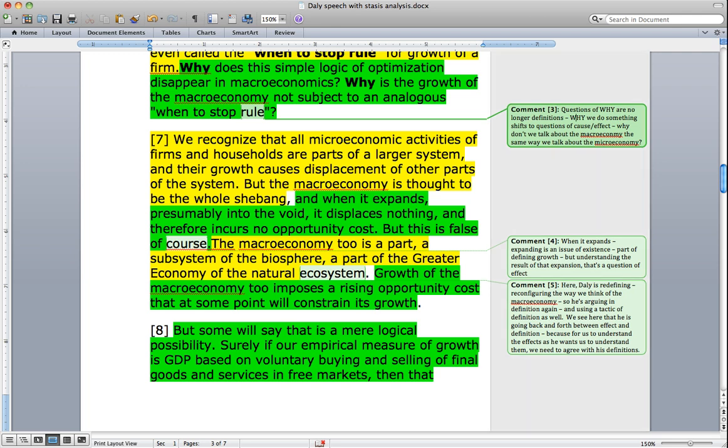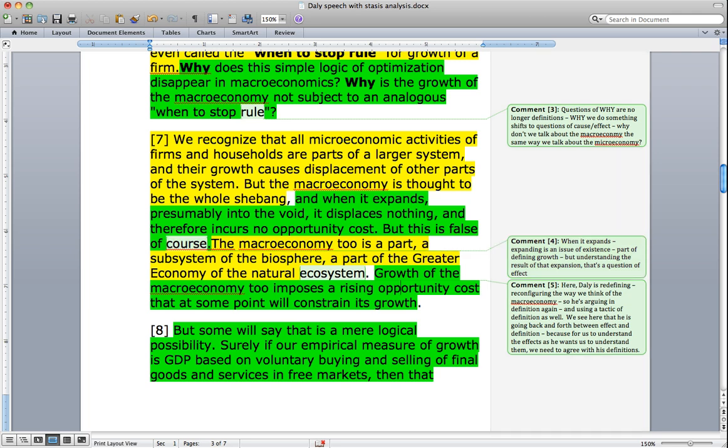So in other words, I've said over here, when it expands, expanding is an issue of existence, part of the definition of growth, but understanding the result of that expansion becomes a question of effect. So we can see how questions of definition move into being questions of effect. Once we agree with the questions of definition, we can start to question issues of cause and effect.